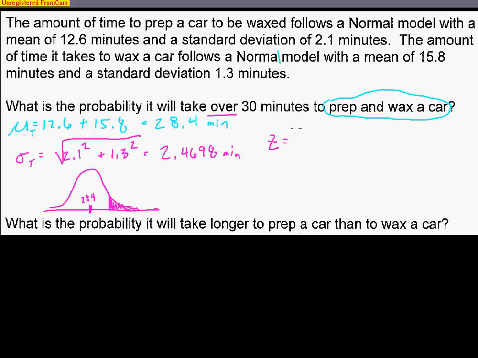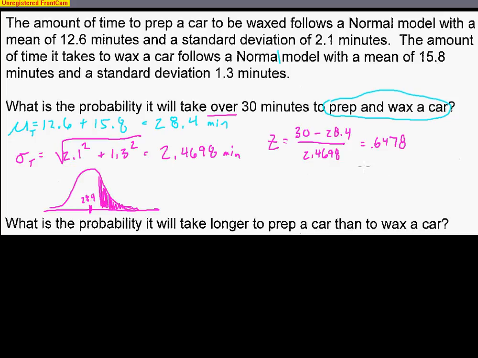And z-scores tell me the position. So 30 minus 28.4 divided by the standard deviation, 2.4698, gives me 0.6478. So I have a z-score of 0.6478. So very, very close. 30 minutes is actually very close to the mean. In fact, it's less than 1 standard deviation away.